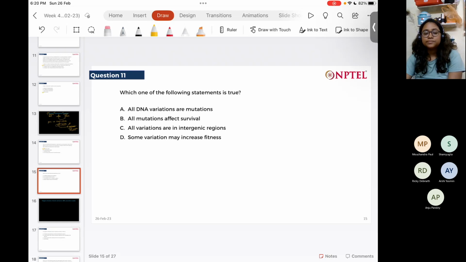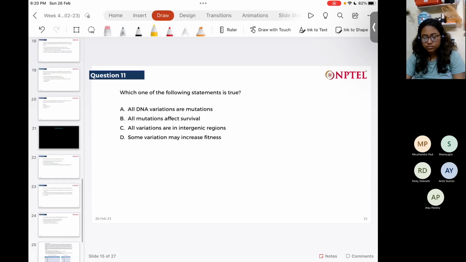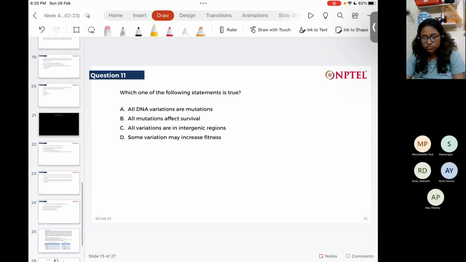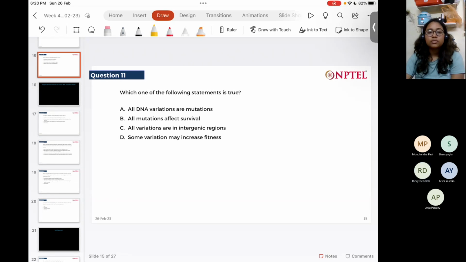What do you guys think? Gain of function sometimes. Gain of function is not given in the options. Can you say whether it is A, B, C, or D? Which one is the correct answer? I think D. D. Okay.